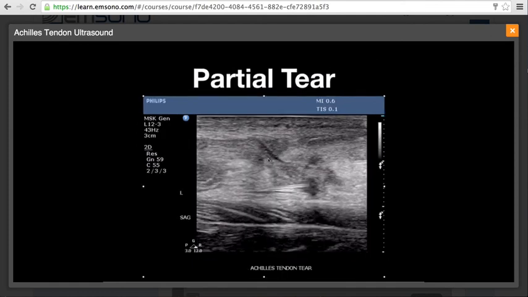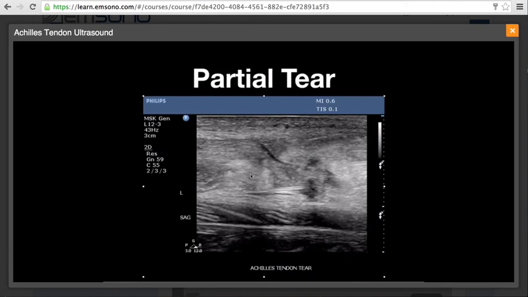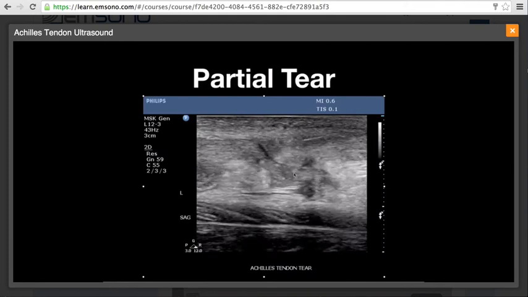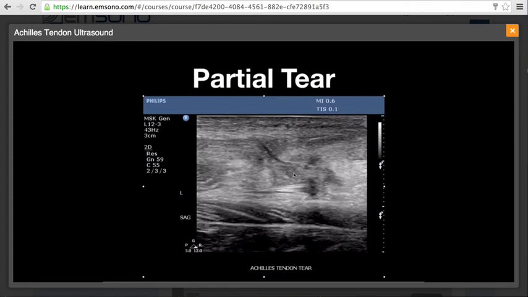Here's another patient with a partial tear of their Achilles tendon. Note that the tendon on both sides, this is proximal, this is distal in a sagittal orientation, has an edematous appearance, and this is all due to the trauma. But here you can see where the tear is, and it extends down to about here. So this patient has only about 25% of their tendon still connected. And you can see here they're taken through a dynamic scan, and this is the only remaining part down here that is still attached.